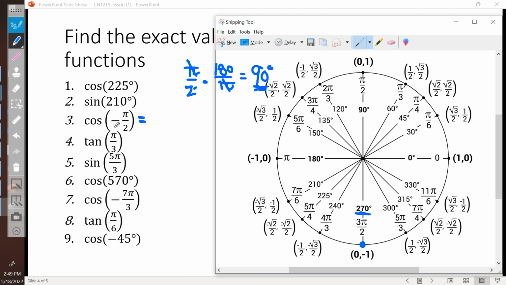Okay, this is how we're going to find our answer, by looking at the 270-degree angle. This is the same as negative pi over 2. Now that we found the angle, for its cosine we want the x-coordinate, and the x-coordinate is 0. So cosine of negative pi over 2 is equal to 0.